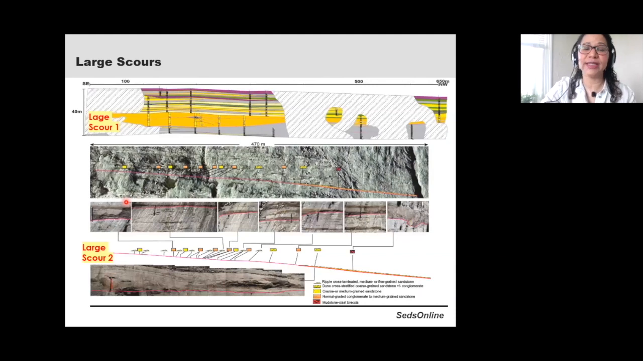And last but not least, we also recognize scours that are not just a few meters deep. There are scours that are several meters deep, and we can trace those for hundreds of meters. So these are laterally extensive scours. We call them the large scours, and we found two within the interval. One of the scours has a sandstone-rich filling.